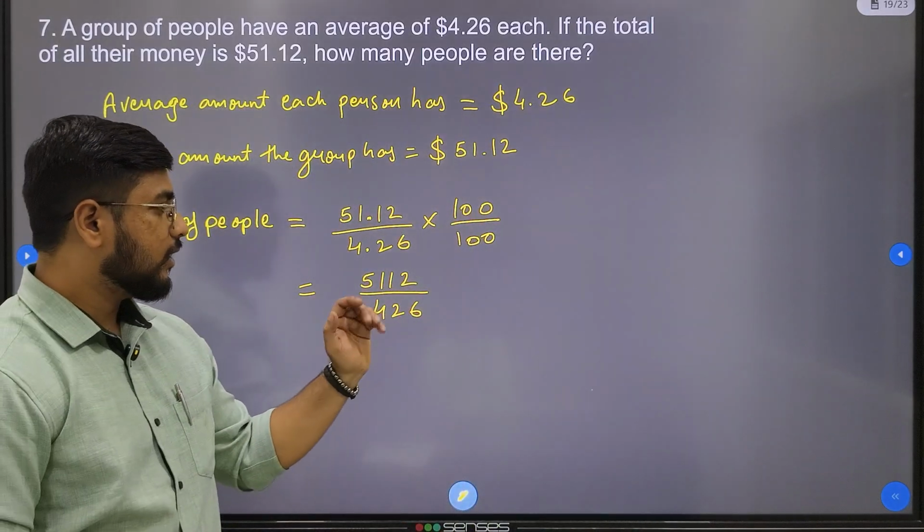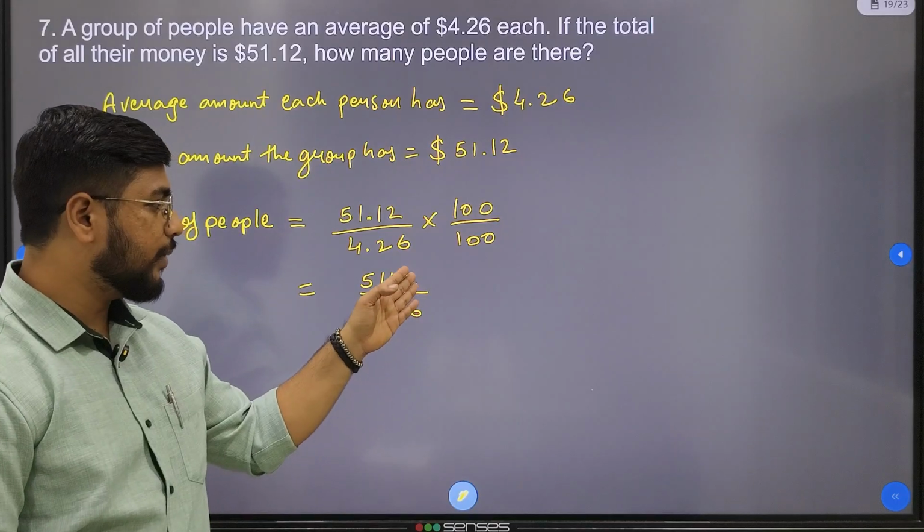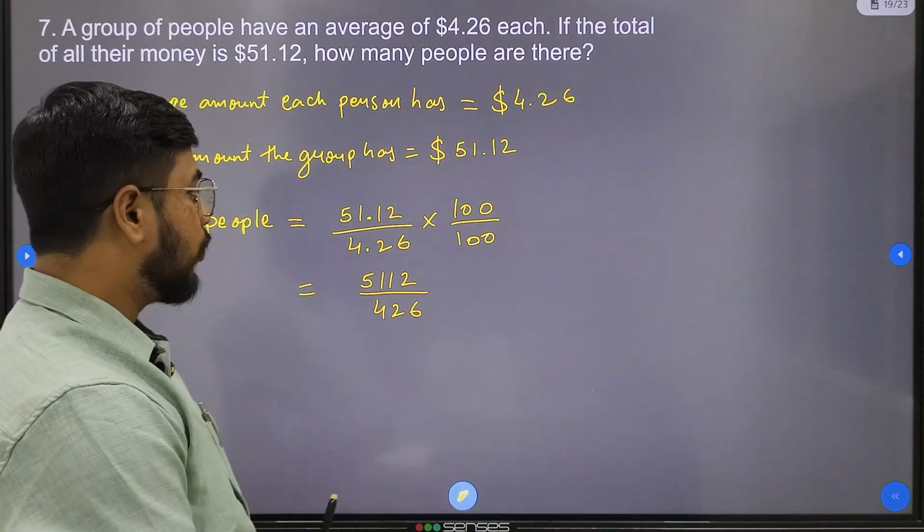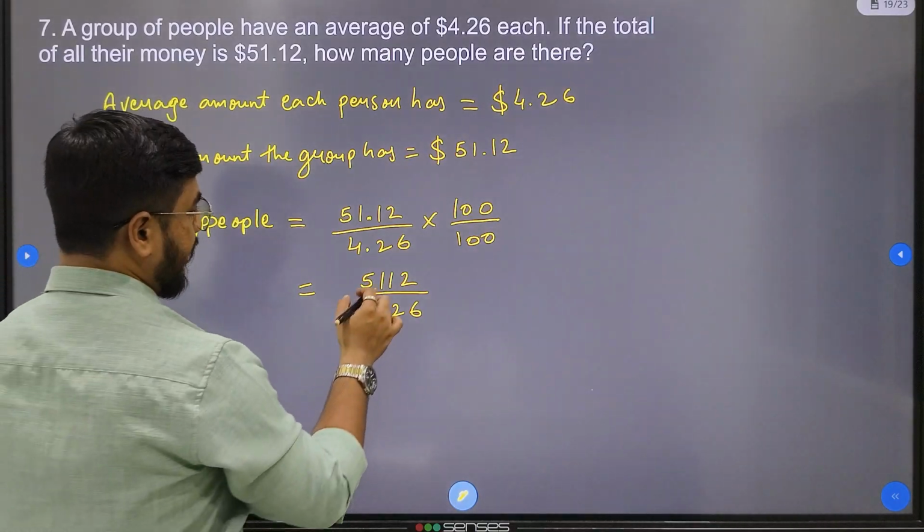The last digit in the numerator is 2, the last digit in the denominator is 6. Both are even numbers, both of them are divisible by 2. Let's divide them.